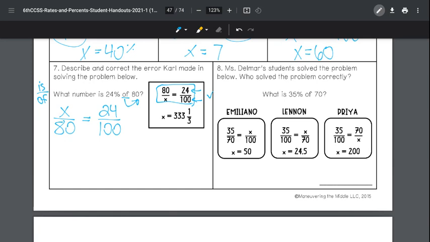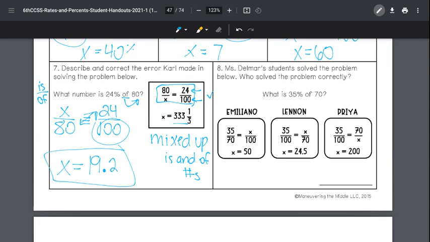Okay, so describing his error, he mixed up is and of numbers. Now to correct it, we're going to cross multiply and divide to figure out our x value. 80 times 24 is 1,920. If we divide that by 100, we're going to get x equals 19.2.